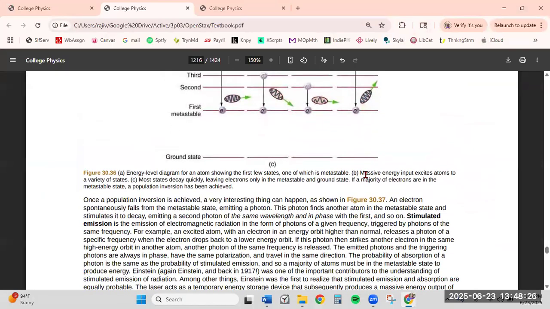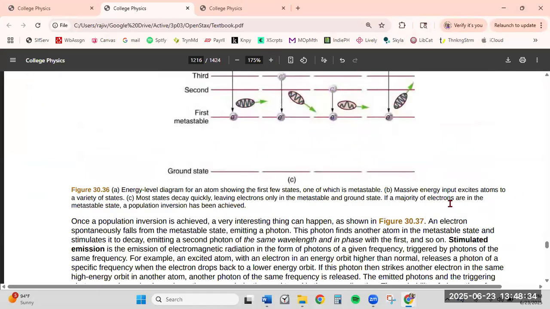So you provide massive amounts of energy from the outside, and it excites atoms to a variety of metastable states. And most of the excited states are not metastable states, and those atoms decay quickly and go back to the ground state. But some electrons which have ended up in a metastable state will stay there for a period of time.